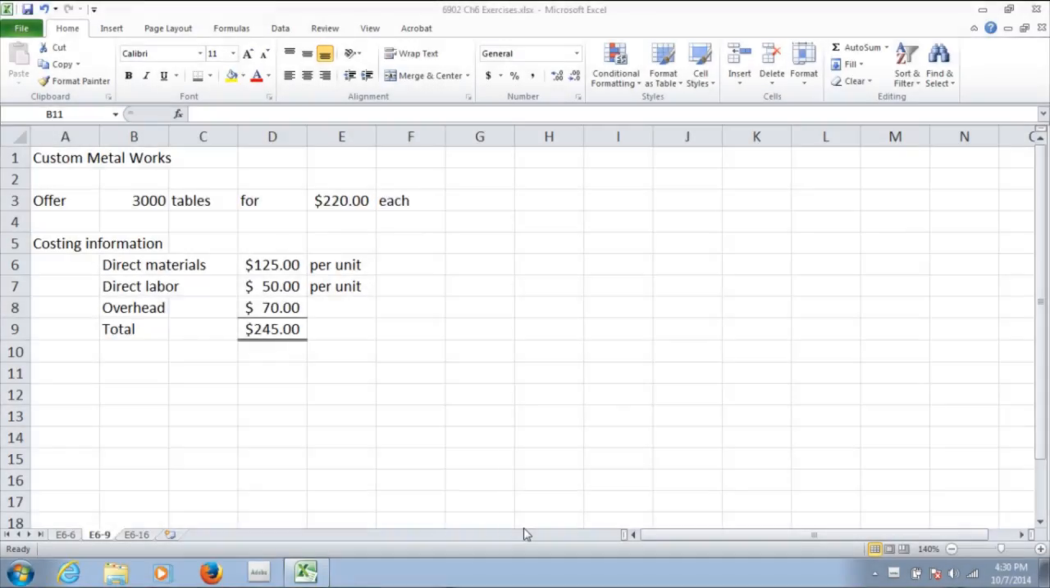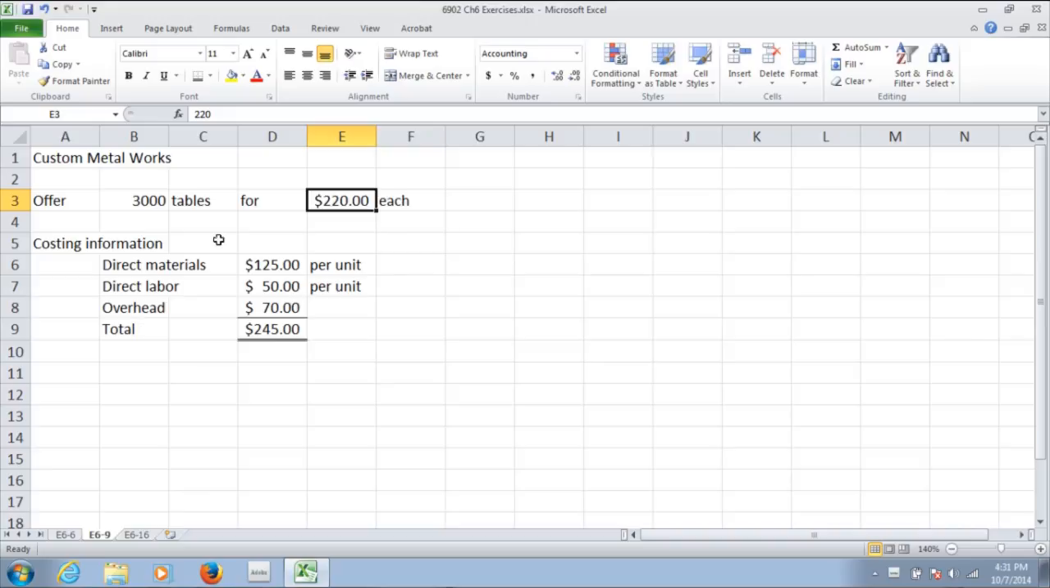Exercise 6-9 deals with Custom Metalworks and the case of a special order that it has received. Custom Metalworks makes tables. They've received an offer for 3,000 tables at a price of $220 a piece. So in order to assess this problem, we have to see: is the price worth it?